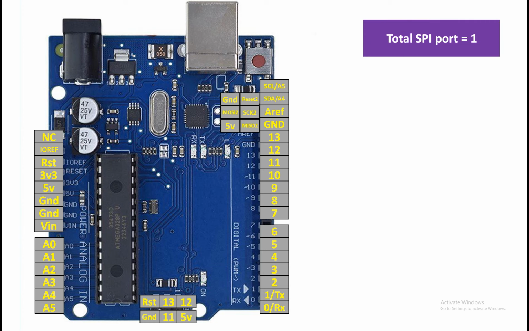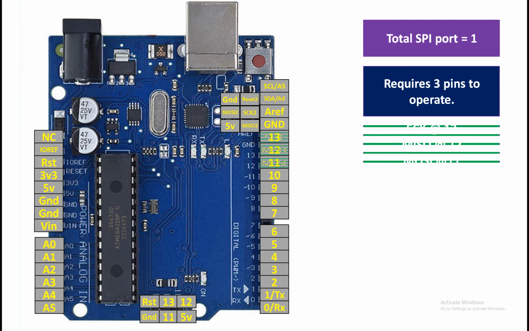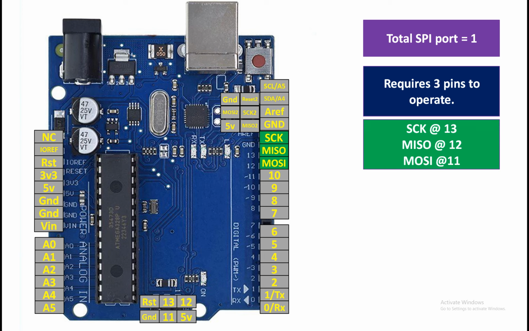Now guys, the next thing is the SPI port. It stands for serial peripheral interface. And guys, you only have one SPI port on your Arduino UNO ATmega328P. Another one is also there, this one, but this is for some other purpose. Let me tell you what the purpose is. First of all, SPI requires 3 pins to operate: SCK, MISO, MOSI. On Arduino UNO, they are located at pin number 11, 12 and 13.